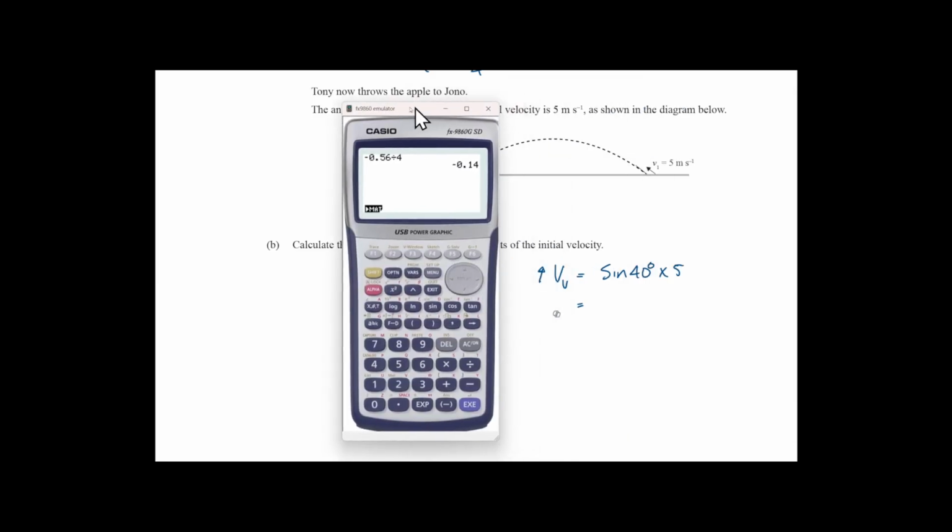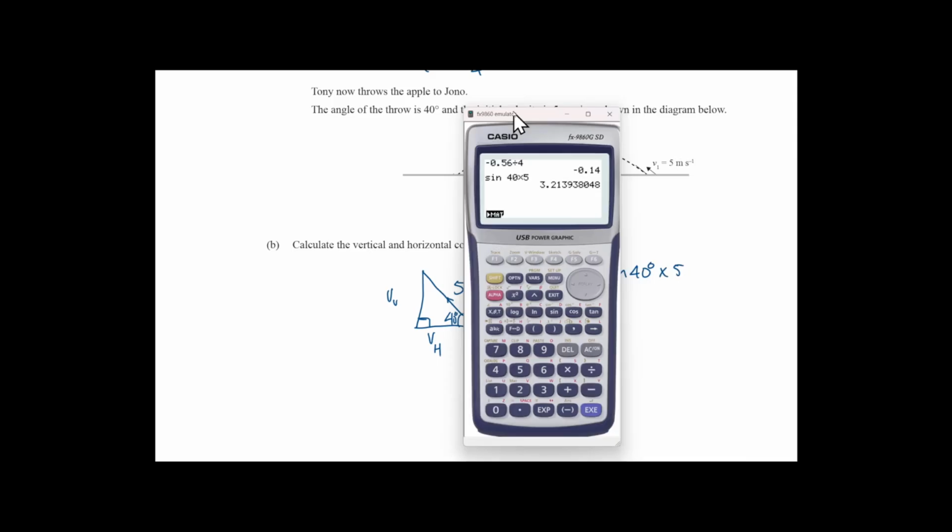Well, we've got a right angle triangle. We're going to use trigonometry. We're just going to use our sine, cos, and tan. So our vertical velocity, that is the velocity going in that direction, is the opposite. So it's going to be sine of 40 degrees times the hypotenuse, which is 5. And we grab our calculator and we make sure that it is in degree mode. It cannot be in radians if they give it to us in 40 degrees.